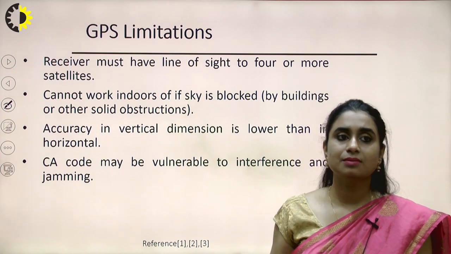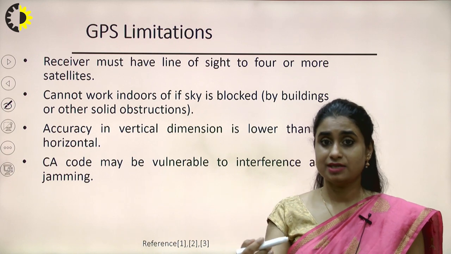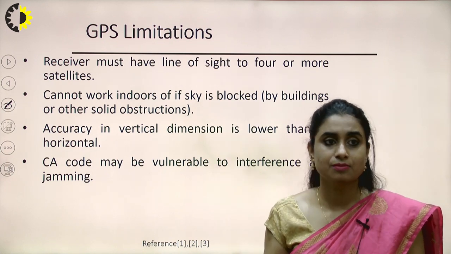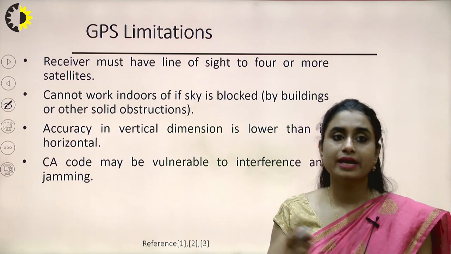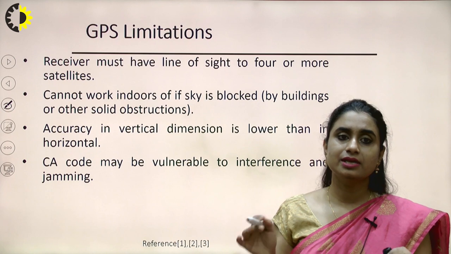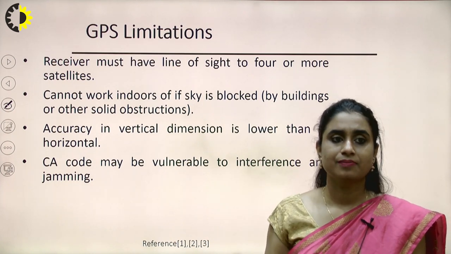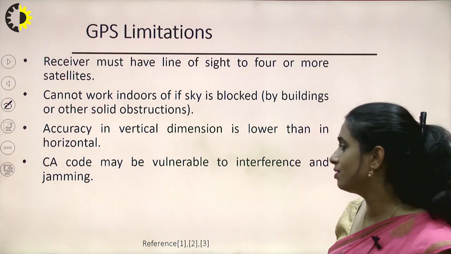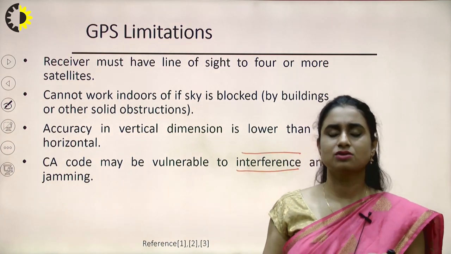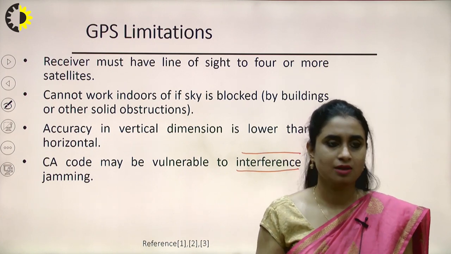If I talk about limitations, the receiver must be in line of sight. If my satellite is not able to see what has to be located, then that's a problem. It cannot work indoors if the sky is blocked. Accuracy in the vertical dimension here is lower than the horizontal. The CA code may be vulnerable to interference, but we use it for basic purposes, so it is not encrypted all the time. P code is encrypted, which is used in military.